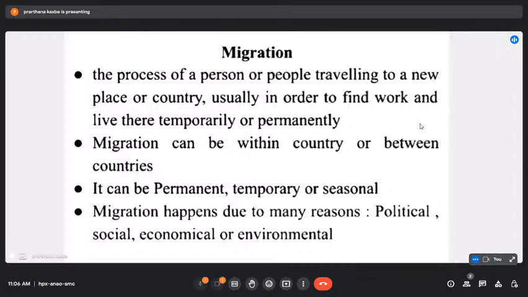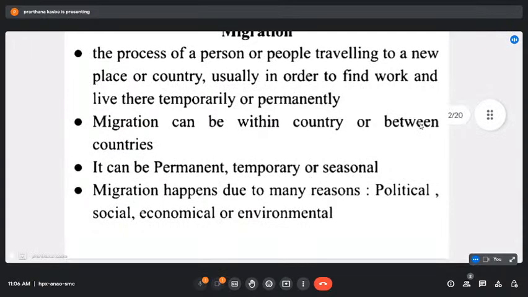It can be permanent, temporary, or seasonal. Permanent, for example, if a woman marries anyone, then that is permanent migration. Temporary migration, for example, for the sake of career opportunities or education. And seasonal means some people go to a city for, for example, sugarcane labor.